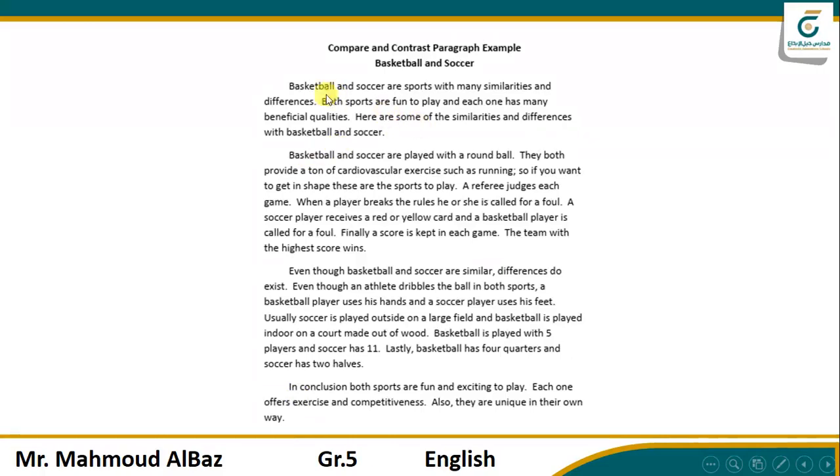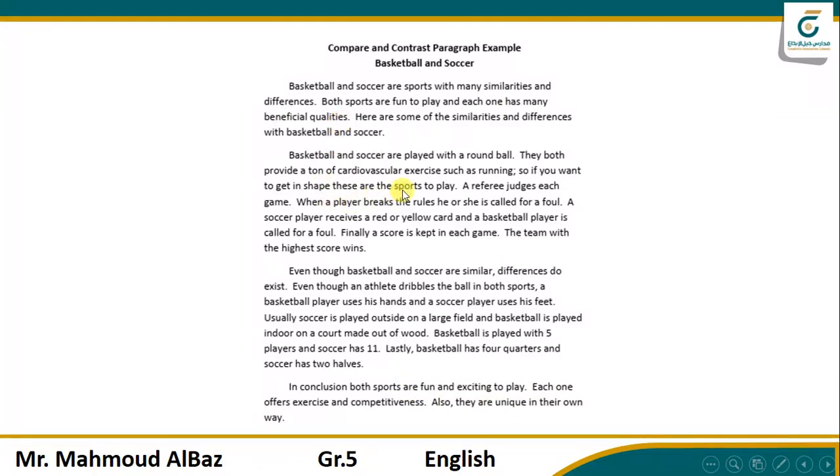Let's compare between them. Basketball and soccer are sports with many similarities and differences. We're just introducing the paragraph. Both sports are fun to play and each one has many beneficial qualities. Let's read the last paragraph. In conclusion, both sports are fun and exciting to play. You see, maybe the same words are above, but just rephrased. They are unique in their own way. See, it has many beneficial qualities. Still the same words. So you have just rephrased the first paragraph.